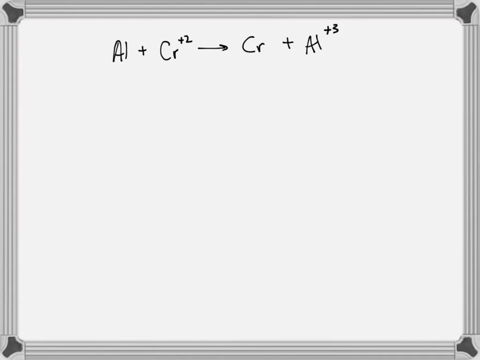Our textbook method has us go through and look at what changes. So what happens to our chromium? We went from a +2 to a 0, which means we had to gain 2 electrons. What happened to our aluminum? Well, if our chromium had to gain, our other one had to lose. How many electrons? 3 electrons.